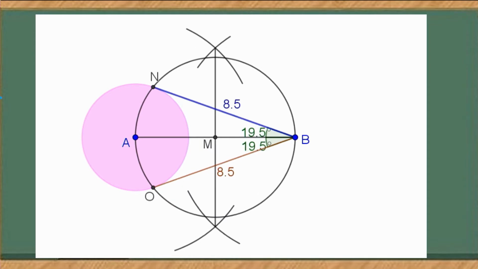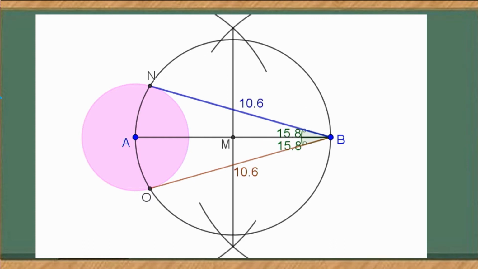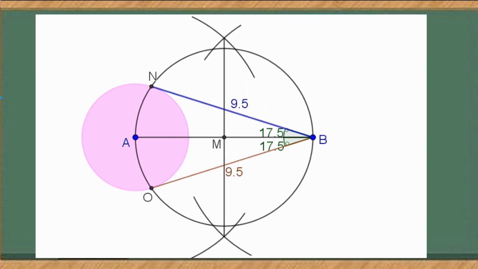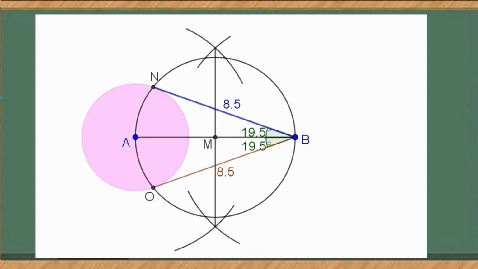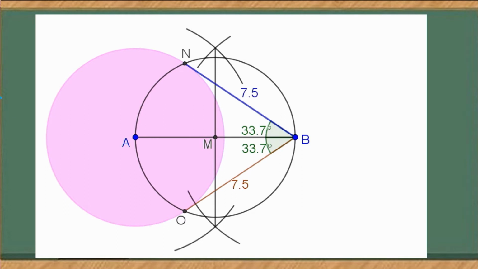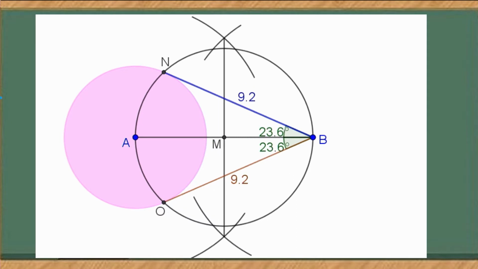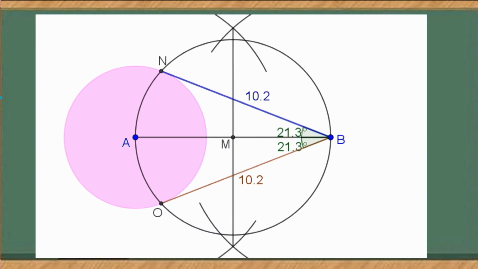You can observe that the lengths of the tangents are equal and also the angles of inclination of tangents with the line segment that joins the center and the external point are equal. You can observe I am changing the position of the external point as well as the radius of the circle. In all the cases the observation remains the same, that is the lengths of the tangents are equal and the angles of inclination between the tangents and the line segment that joins the center and the external point are equal.